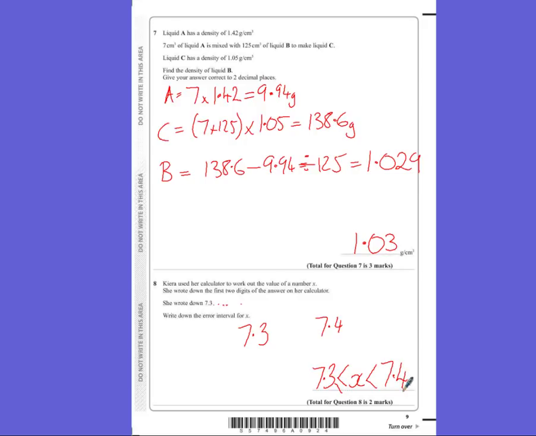Just be careful, a lot of people would have put 7.25 to 7.35. That's when a number is being rounded. This is when the number is being truncated. She's just cut off all the numbers. She's not rounded it, she's just cut all the numbers off.